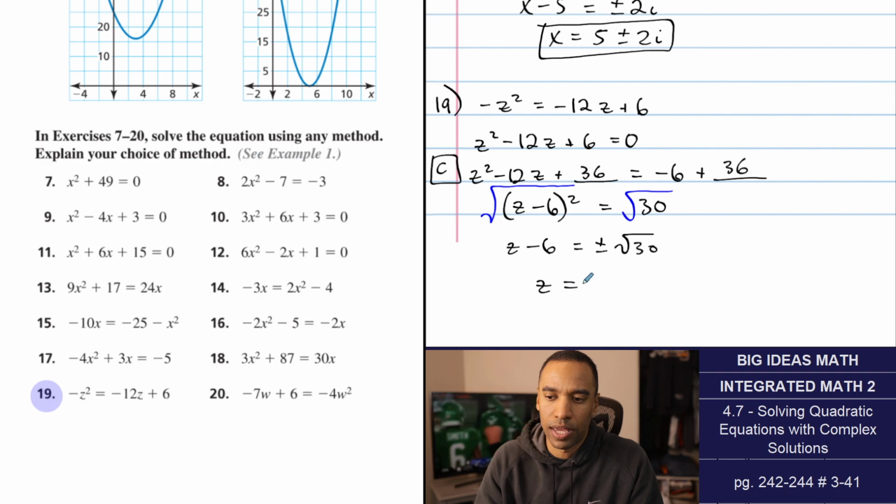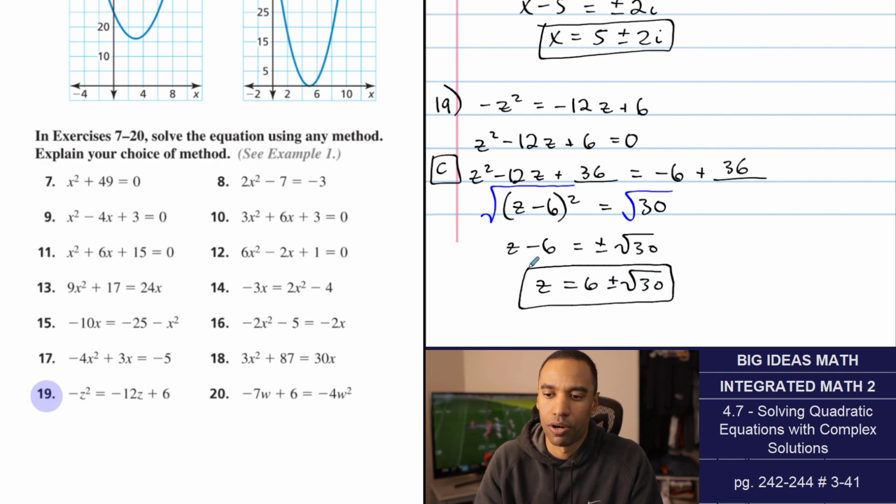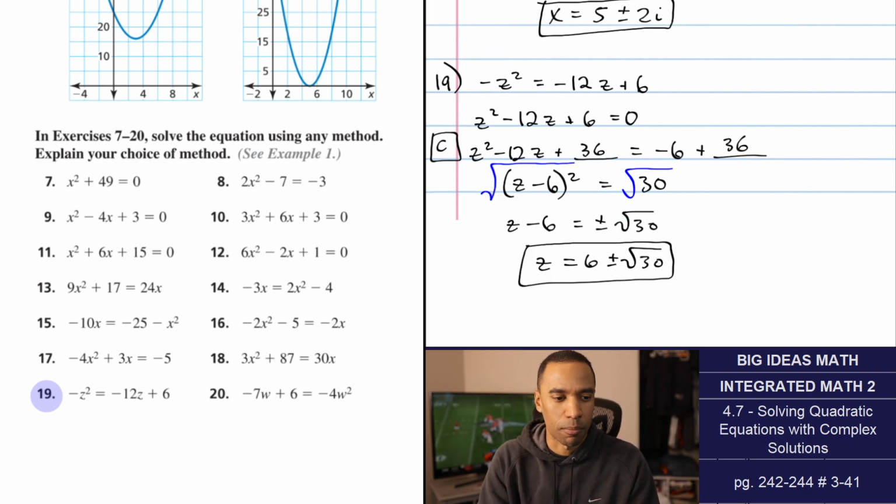And add the 6 over, we get 6 plus or minus square root of 30. Oh, okay. There's our number 19. And last one from this set, number 20. Next page.